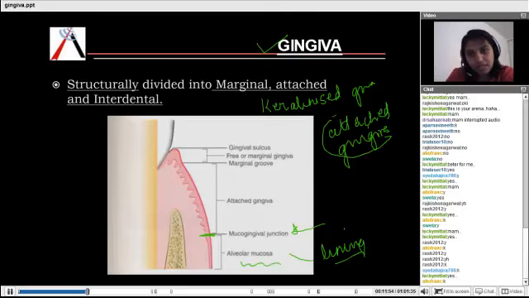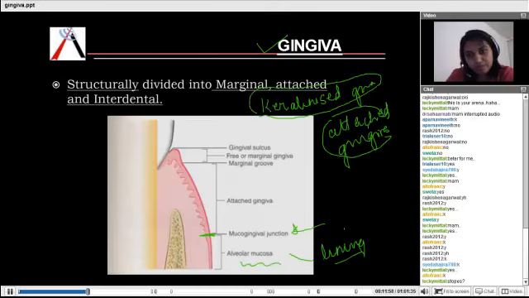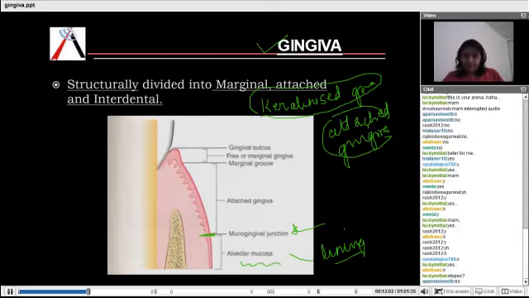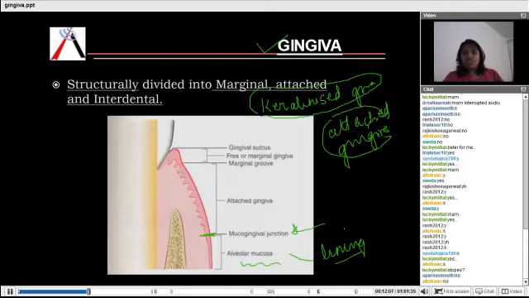Do you think they are just the same? The width of which gingiva will be more? Will it be the keratinized gingiva that will be more in width, or will it be the attached gingiva that will be more in width?